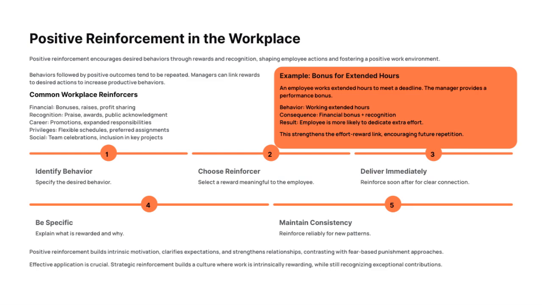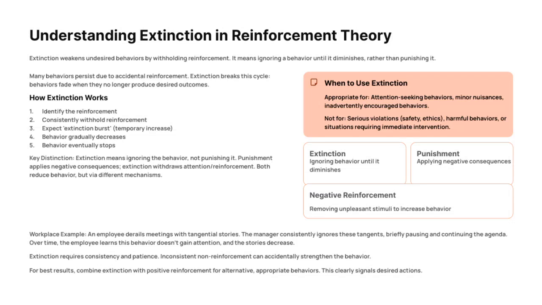work environment. To get the best results, it's helpful to combine extinction with positive reinforcement for alternative, appropriate behaviors. This clearly signals to the individual what the desired actions are. Remember, extinction requires consistency and patience. If reinforcement is applied inconsistently, it can accidentally strengthen the undesired behavior instead of reducing it.